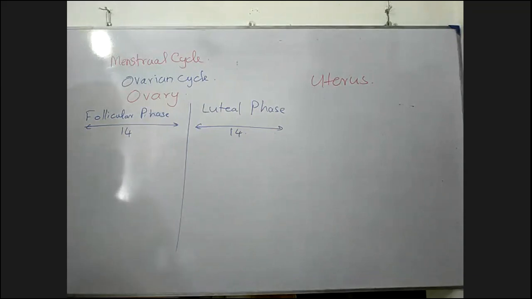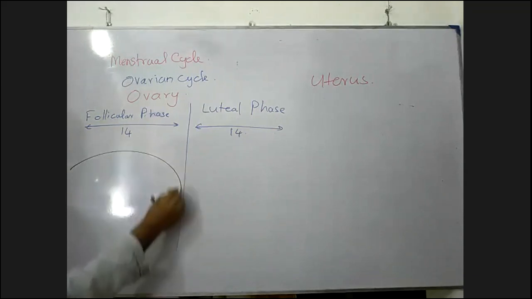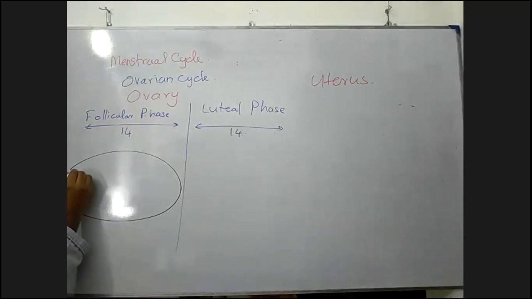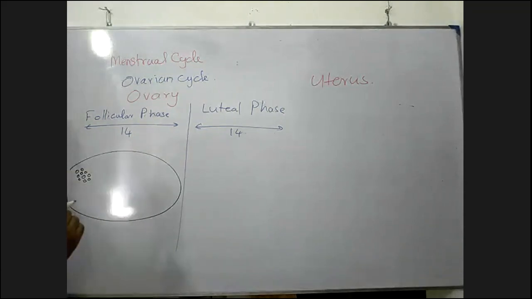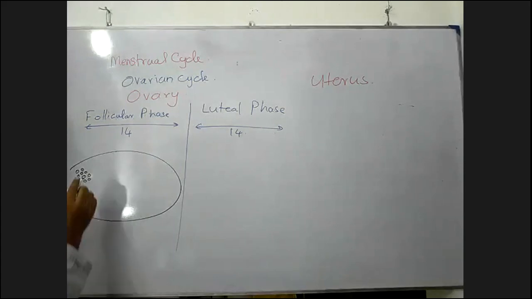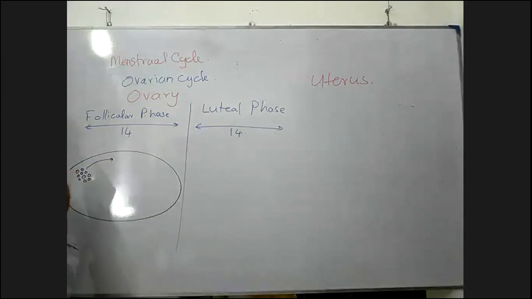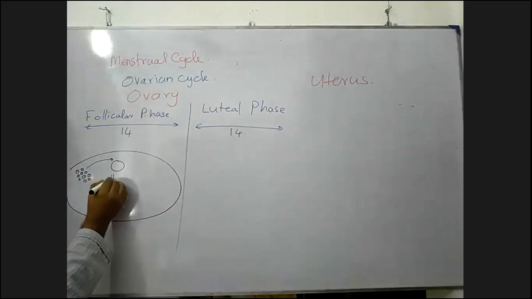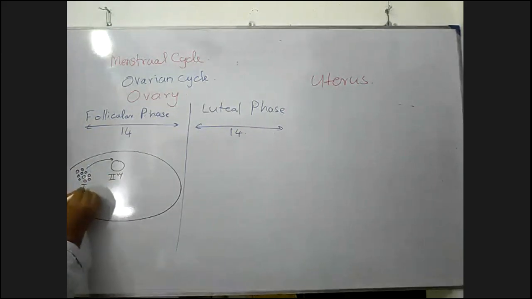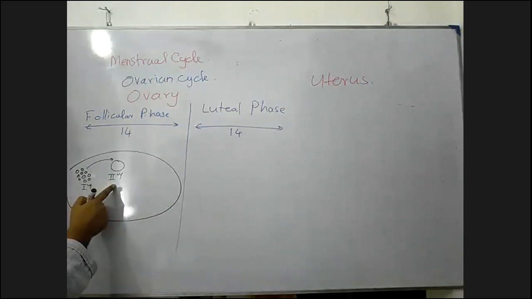Then in the follicular phase, what is happening? Now this is the ovary. In each ovary, there are 200,000 small follicles. There are many names, like primordial follicle. In your O-level syllabus, you should know primary follicle. Every 28 days, one primary follicle will become one secondary follicle. This is primary, this is secondary. Many primary follicles are there. Out of that, one will be selected and it will become a secondary follicle.